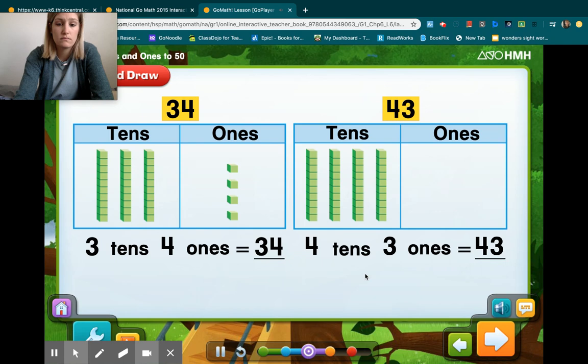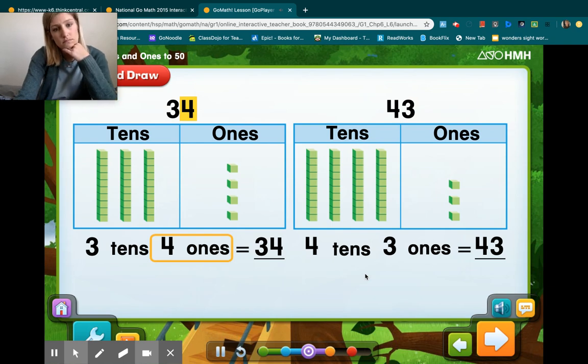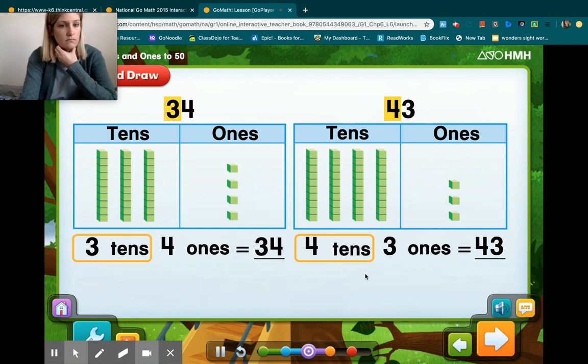Take a closer look at 34 and 43. First, look at the 3 in each number. In 34, the 3 means 3 10s. But in 43, the 3 means 3 1s. Now look at the 4. In 34, the 4 means 4 1s. But in 43, the 4 means 4 10s. In a 2-digit number, the 10s are on the left and the 1s are on the right.